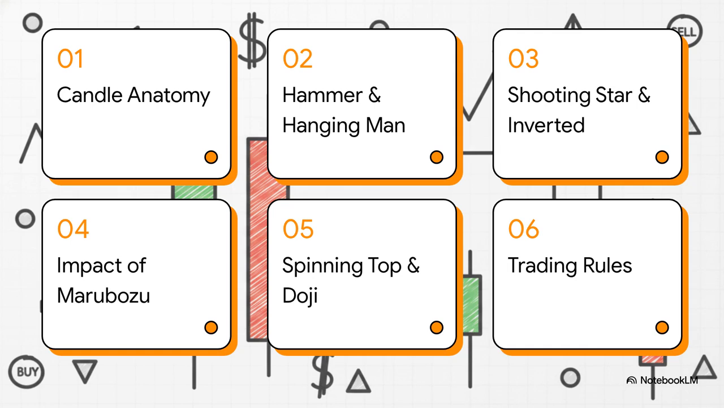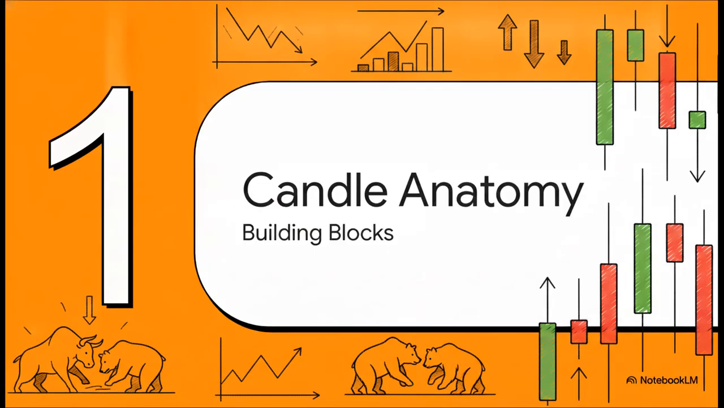We've broken this down into 6 logical buckets so you don't feel overwhelmed. First, candle anatomy. Then we'll look at the twins part 1 and 2, followed by the extremes, indecision, and finally, some absolutely crucial pro rules. Let's get started. Section 1.